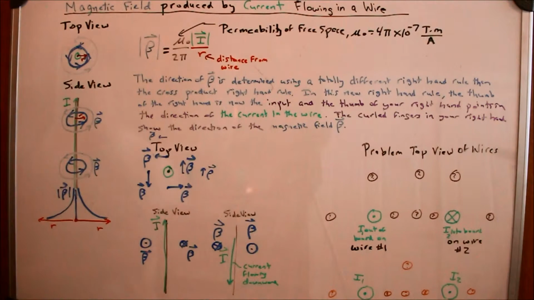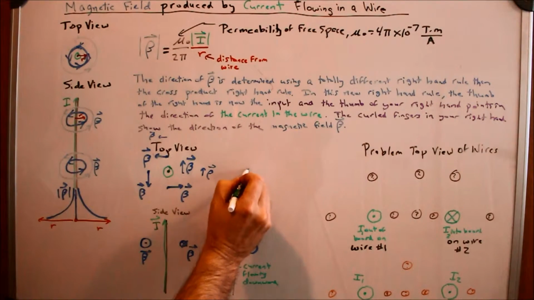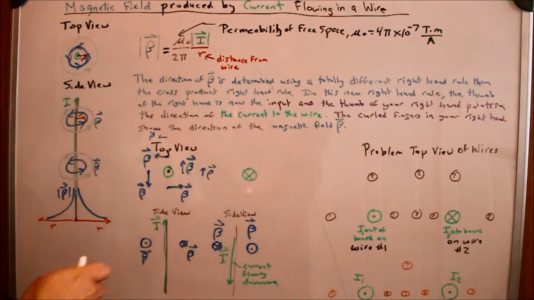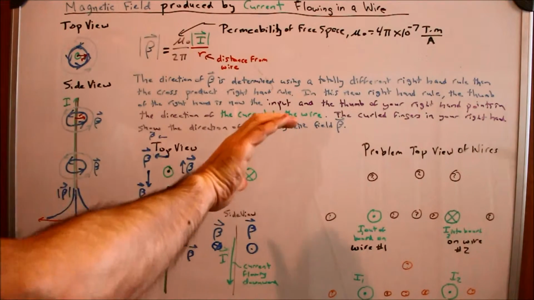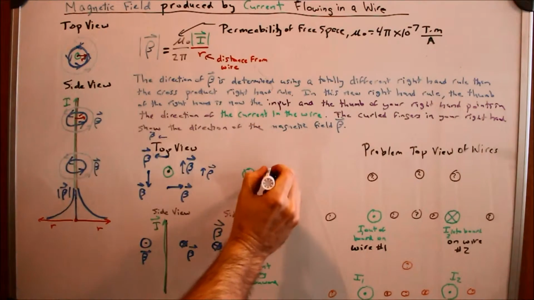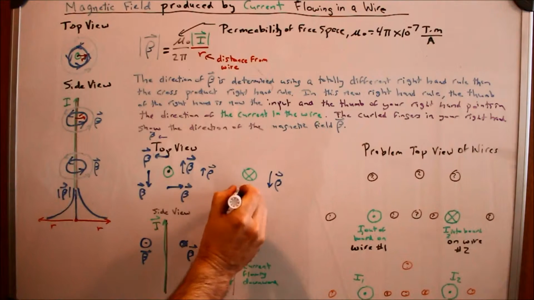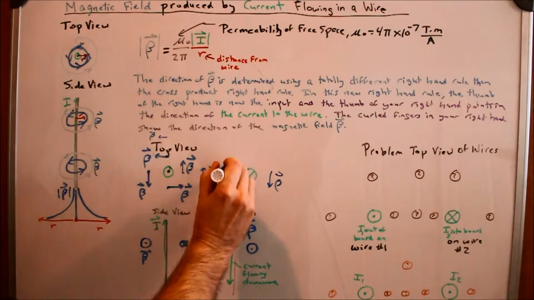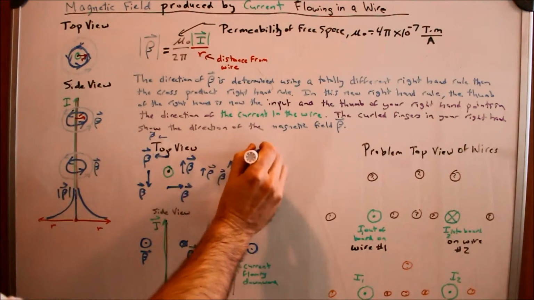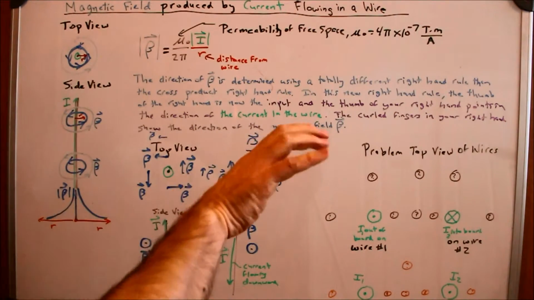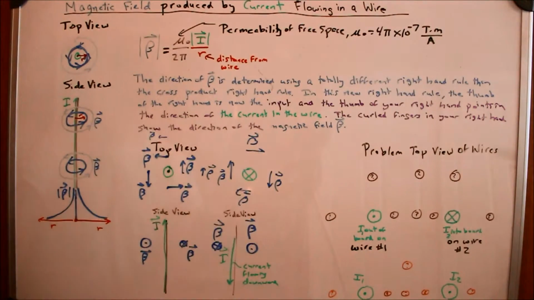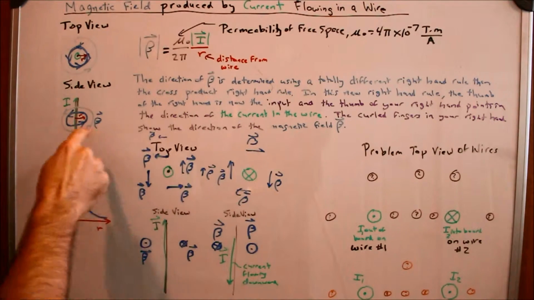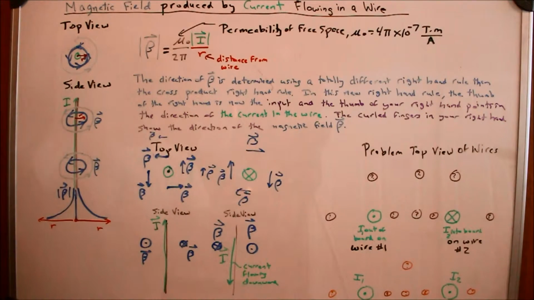If I had a case where, from the top view, the current was going in, then I would have my thumb in the direction of the current, and using my right hand spin around, my magnetic field spins around in this direction for that one. The thumb is my input now, the right hand spinning is the direction of the magnetic field. That's the directionality, it always encircles the wire, and here's its magnitude.